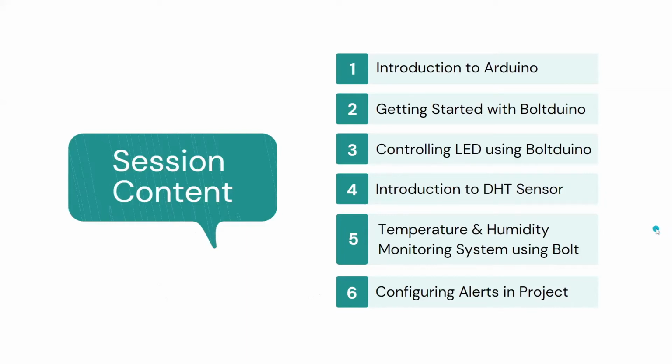So in this session, we are going to see all these things. Firstly, we will see a basic introduction to Arduino. Secondly, we will see what Bolduino is and how to get started with it. Third, we will see how you can control an LED using Arduino. Then we will see what the DHT sensor is, how it is used, and what its purpose is. And then we will make a project, a temperature and humidity monitoring system using Bolt IoT. We will push the data to the cloud and we will see it on our website. And then at the end, we will configure an alert in our project.